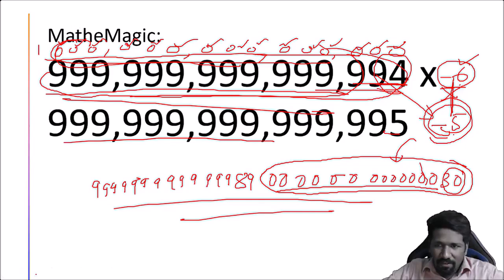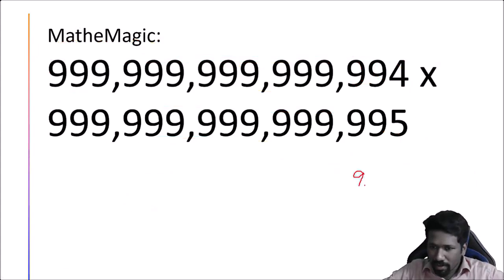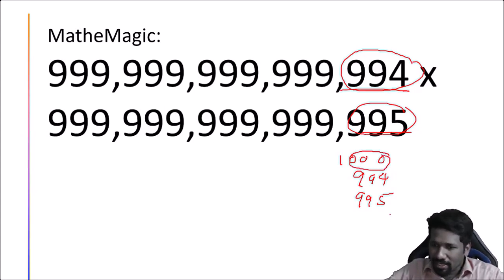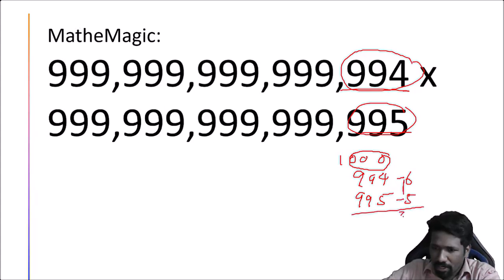If it was 994 into 995, the base is 1000, which has three zeros. So 3 digits should be on the right hand side. So 994 minus 1000 is minus 6. 995 minus 1000 is minus 5. So vertically multiply 6 into 5, 30. But as 1000 has three zeros, you have to put one more zero to make it a 3-digit number.